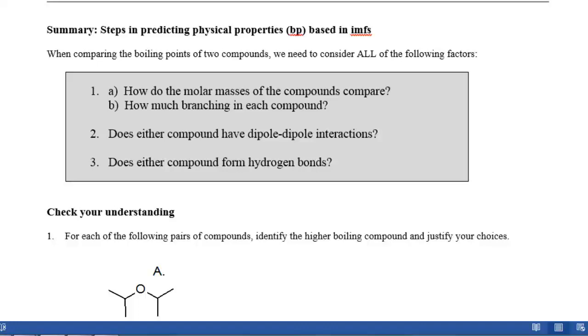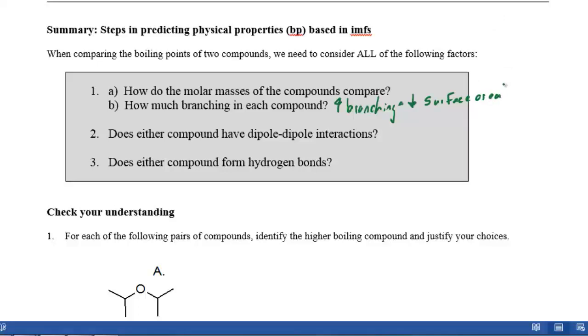So number 1, you should compare how the molar masses compare. So clearly that's related to the London dispersion forces. And then also how much branching is in each compound. And the idea here is the greater degree of branching, the less linear the molecule is, and therefore the less surface area. Okay, so that greater degree of branching would actually weaken the London dispersion forces.